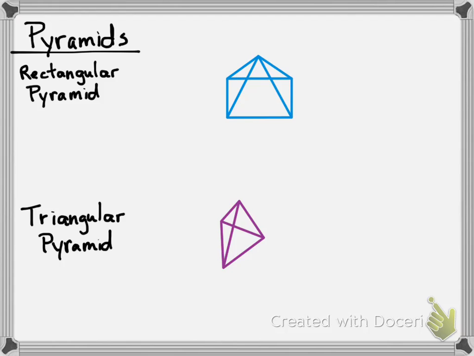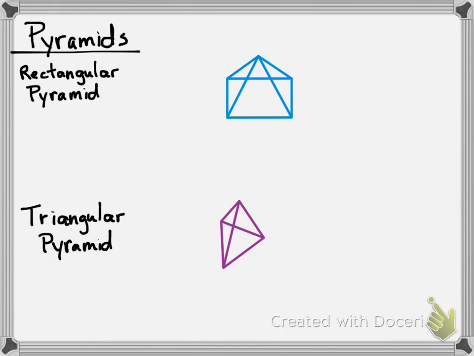Okay, and they mean exactly what you think. Again, a rectangular pyramid means that the base of the pyramid is a rectangle, which, by the way, could be a square as well. Okay, and a triangular pyramid means that the base of the pyramid is a triangle.